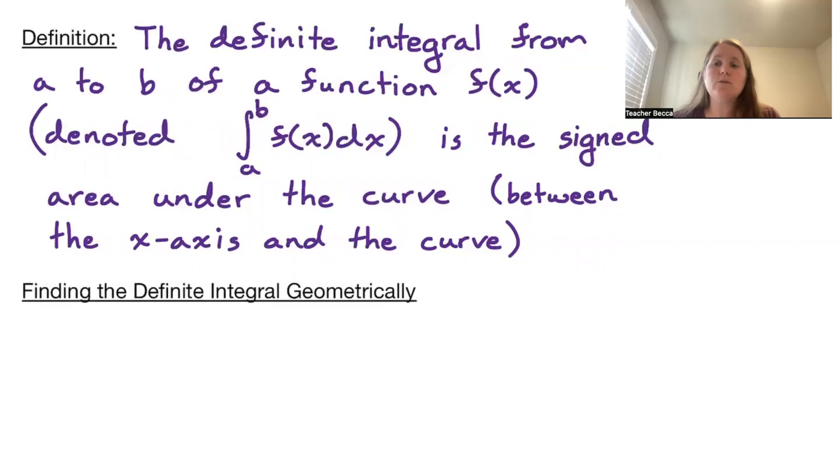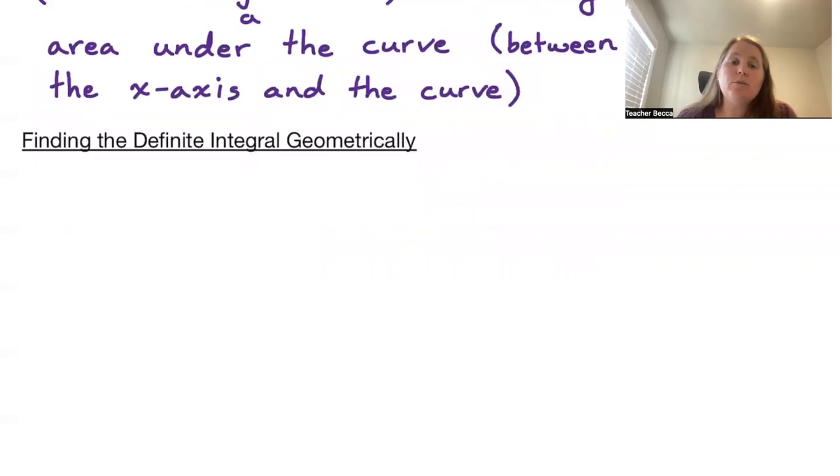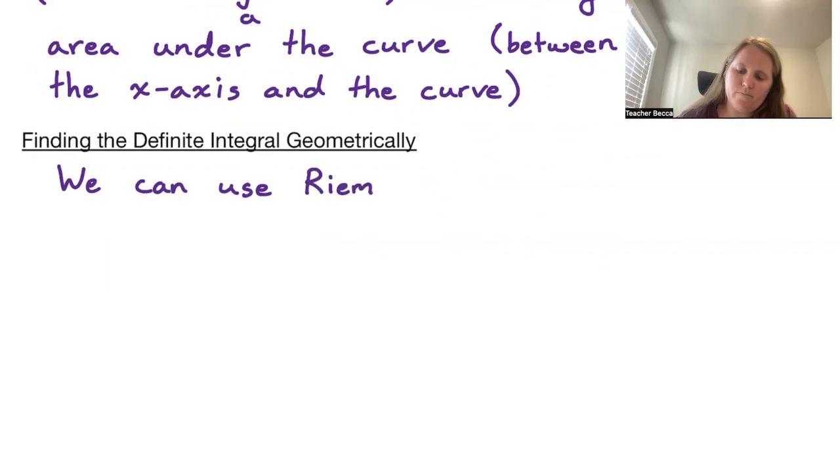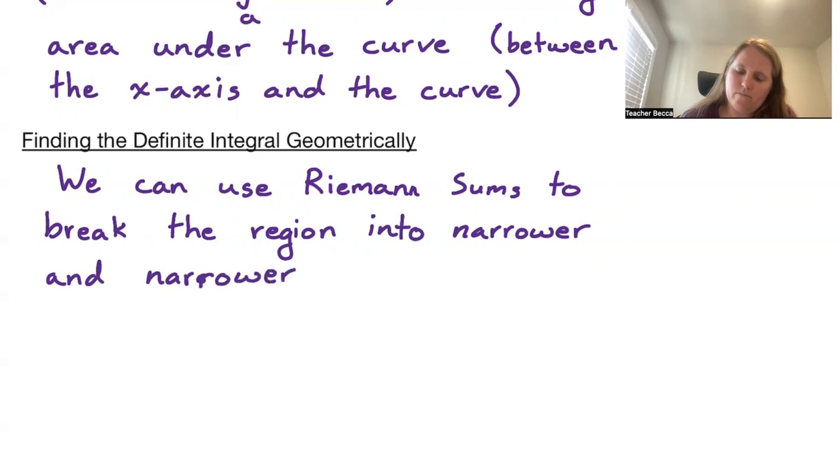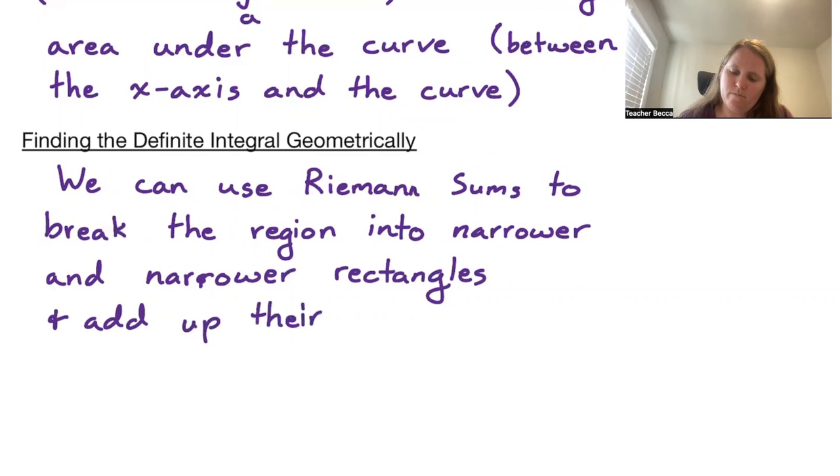When we first see definite integrals, we were introduced to them geometrically. So finding the definite integral geometrically, we can break our regions into rectangles. So we can use what are called Riemann sums to break the region into smaller and smaller rectangles, or narrower and narrower rectangles, and add up their areas to find the approximate signed area under the curve.